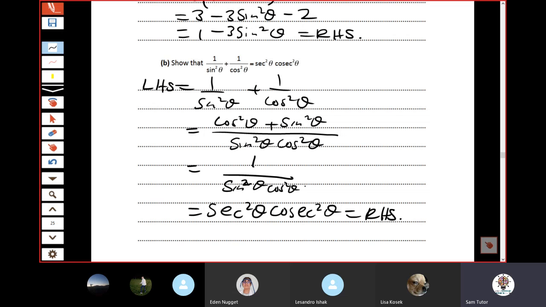Any questions for that? I think it's a good time to make something clear. If sec theta is 1 on cos theta, you guys got to understand, if this was sec to the power of 3, sec cubed, that can be 1 on cos cubed. It's not a problem. It's allowed.